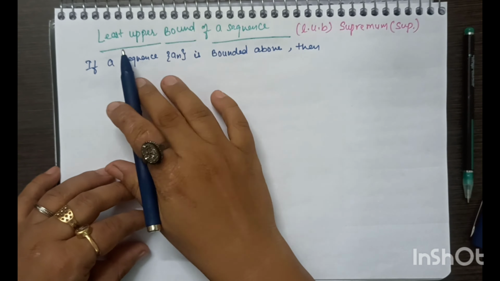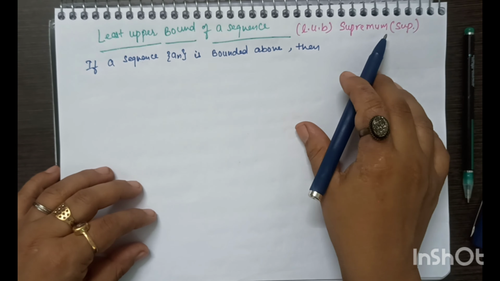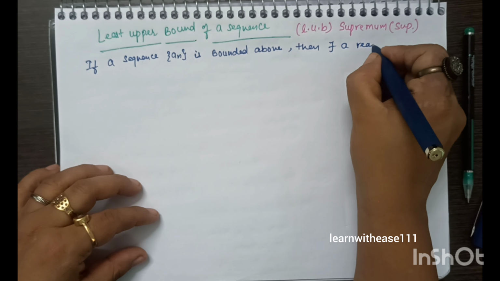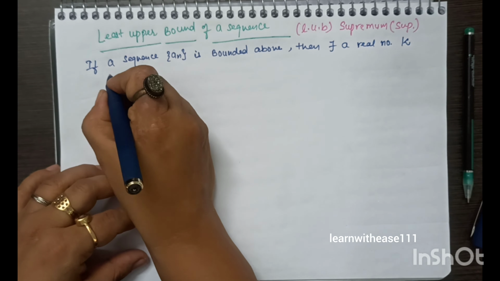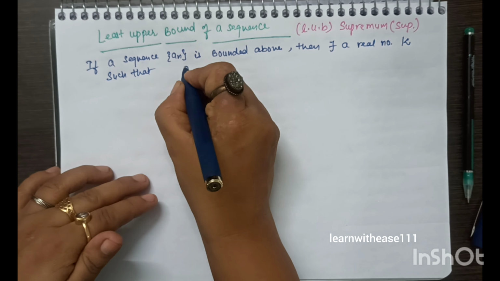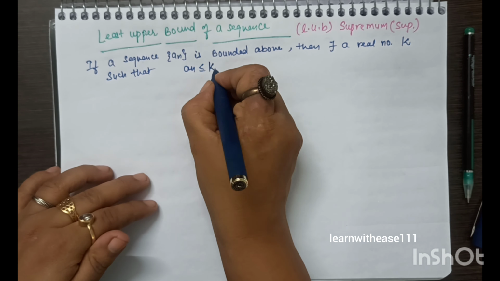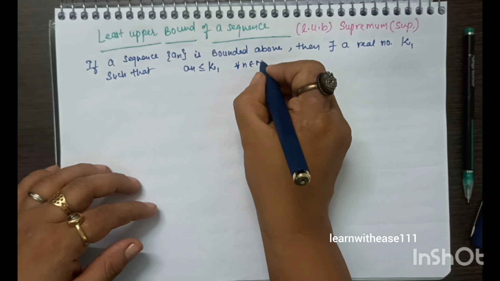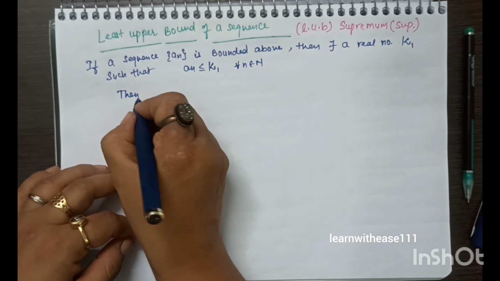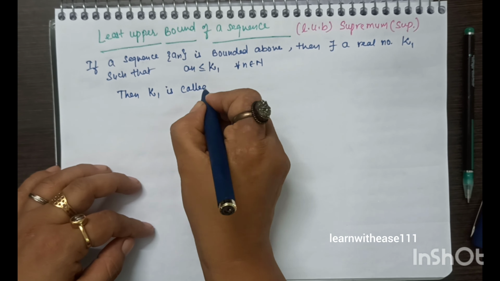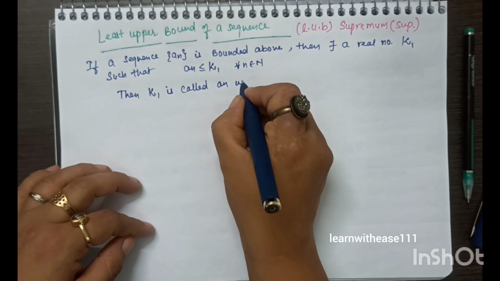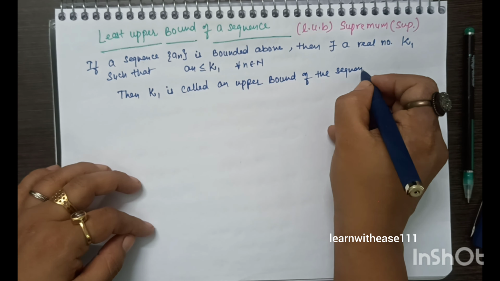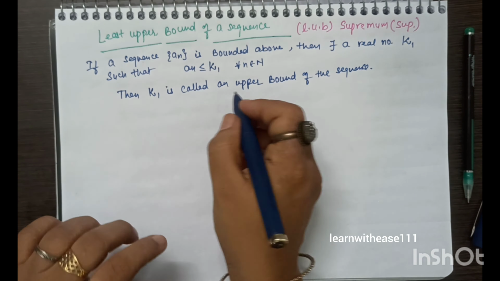So moving forward, the least upper bound of a sequence, or we can say LUB, or we also call it the supremum, SUP. If a sequence a_n is bounded above, then there exists a real number, suppose I am writing k1 here, such that a_n ≤ k1 for every natural number n. Here k1 is an upper bound, meaning every term of the sequence is bounded from the upper side. k1 is called an upper bound of the sequence.